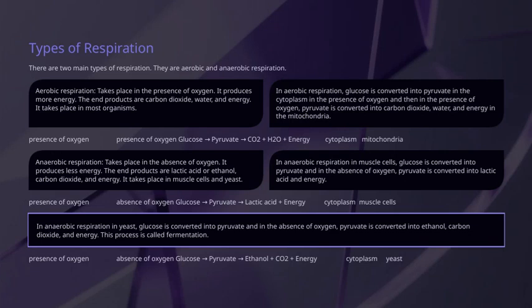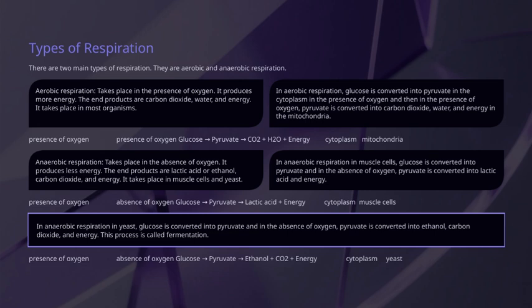Now, let's explore the two main types of respiration, aerobic and anaerobic. In anaerobic respiration, which happens in the absence of oxygen, glucose is broken down into pyruvate in the cytoplasm. Without oxygen, this pyruvate is then converted into lactic acid, releasing energy. This process occurs in muscle cells during intense activity when oxygen is scarce.